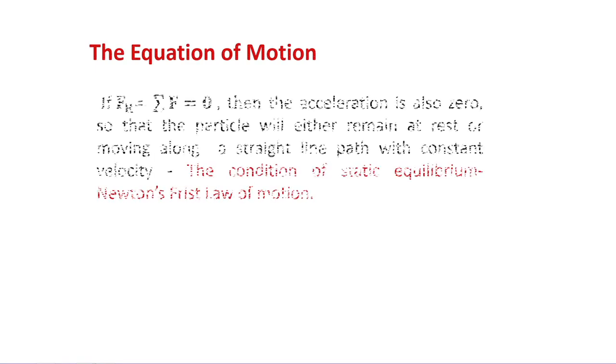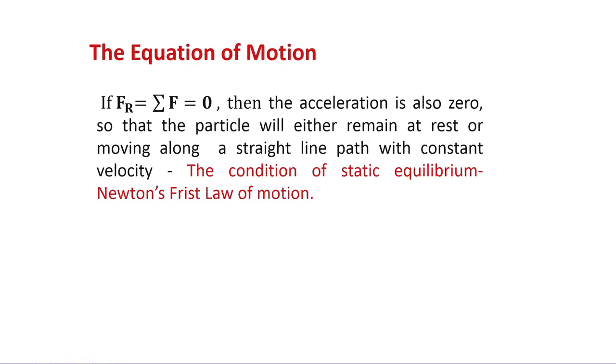Another important part: if the resultant of these forces, summation of F, is equal to 0, then the acceleration is also 0. So the particle will either remain at rest or move along a straight line path with constant velocity. This is the famous condition we know, the condition of static equilibrium, and it actually gives us the concept of Newton's first law of motion.